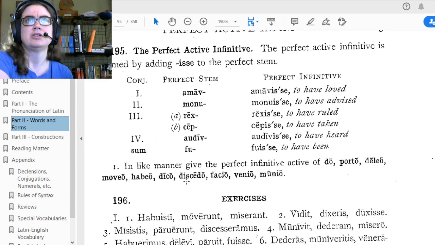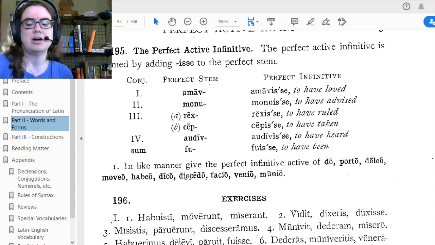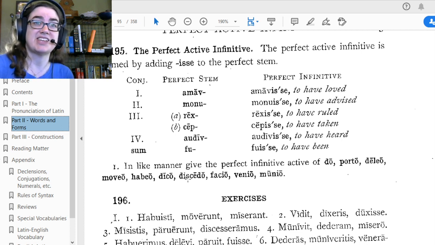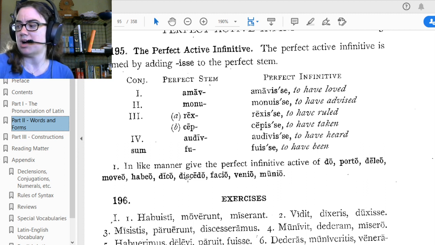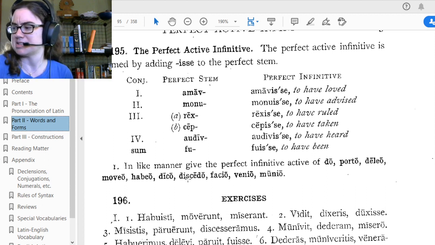All right. To form the perfect active infinitive, you get the perfect active stem, which is that third principal part without the I, and then add isse, I-S-S-E. So it kind of looks like the infinitive of to be, esse. That's a good way to remember it. Why would you want to use the perfect active infinitive? It seems weird because a lot of times when we use the infinitive, hold on.